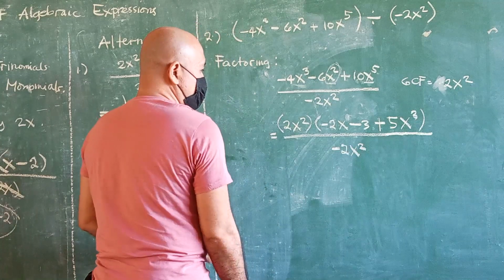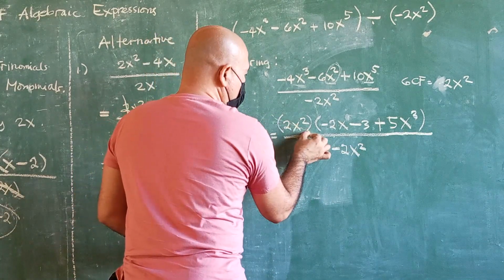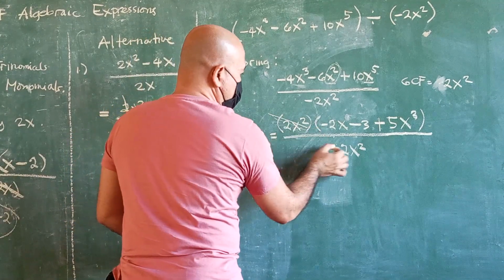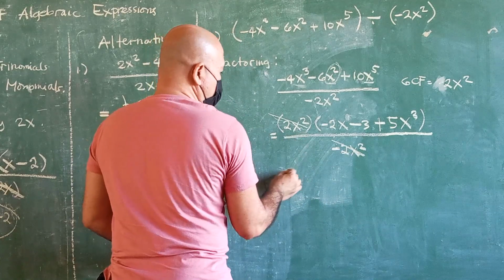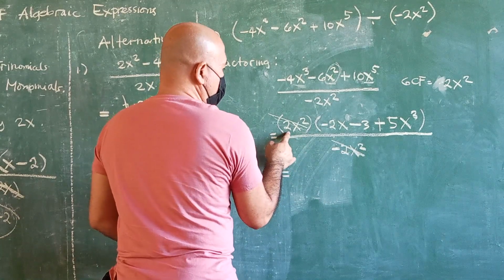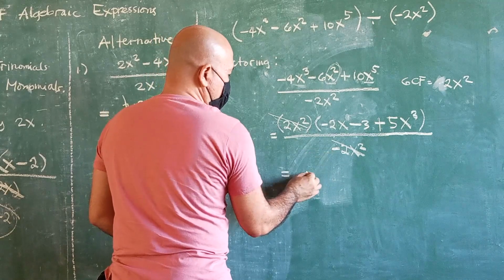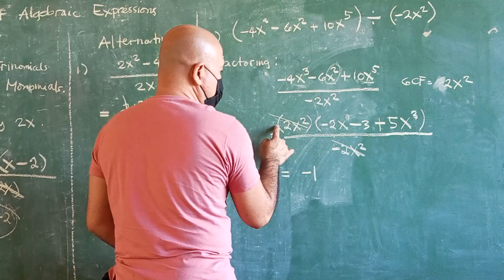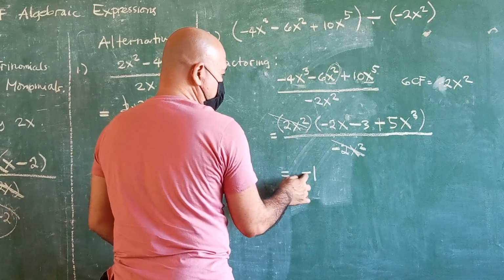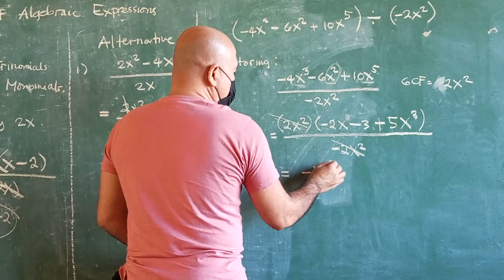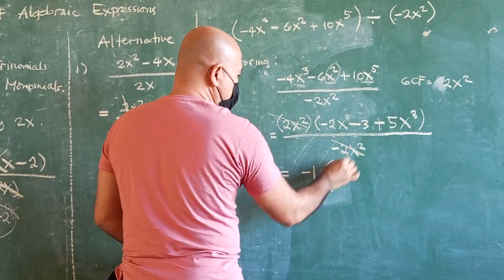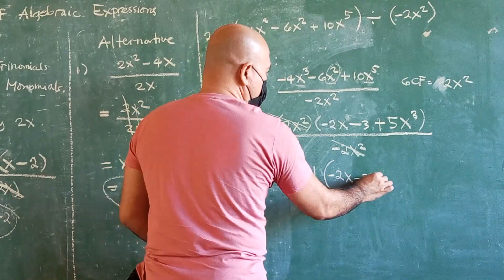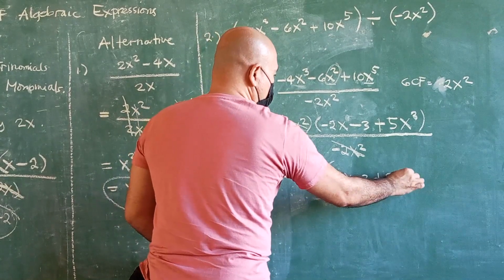So you can now divide 2x squared and negative 2x squared. By dividing this, the result is 1. However, since this is positive and negative, you may show negative 1 as the result, because positive divided by negative is negative, times the entire expression, negative 2x minus 3 and then plus 5x cubed.